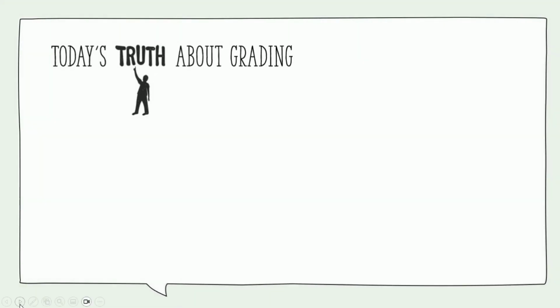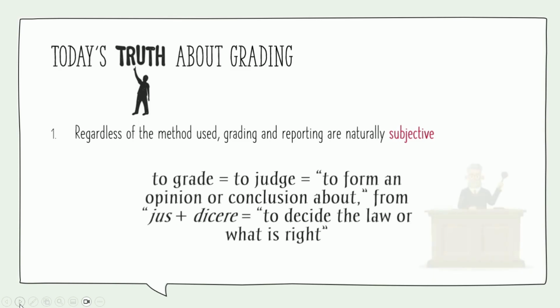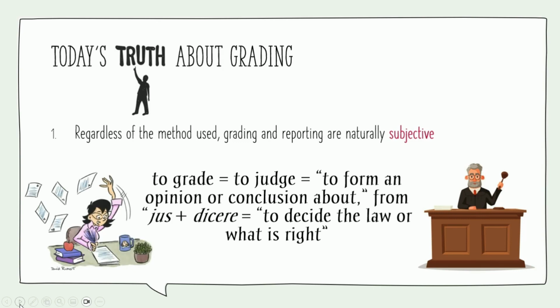Here's today's truth about grading. Regardless of the method or scale used, grading and reporting are naturally subjective. When a teacher or anyone grades a student, they are evaluating and judging them. And to judge is to form an opinion or conclusion about. Indeed, the root of to judge is from the Latin meaning to decide the law or what is right. Just like real judges do, teachers look at evidence and a student's work, and perhaps other factors, unfortunately, and then they make a decision about what is the right grade.